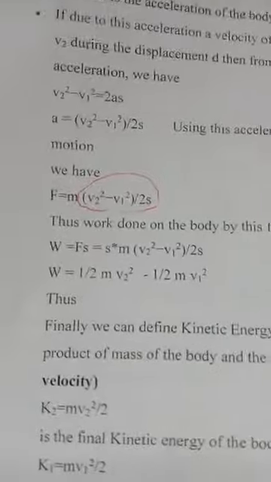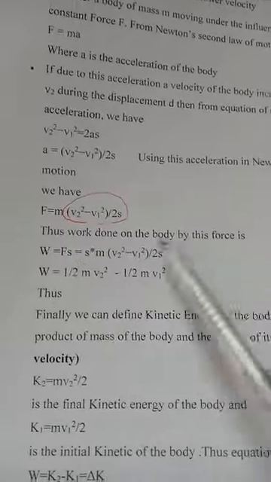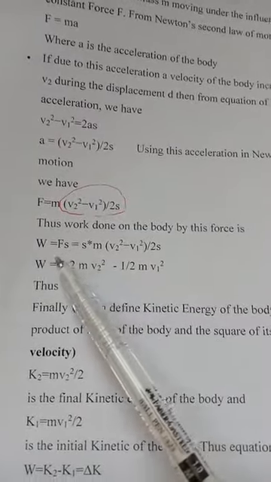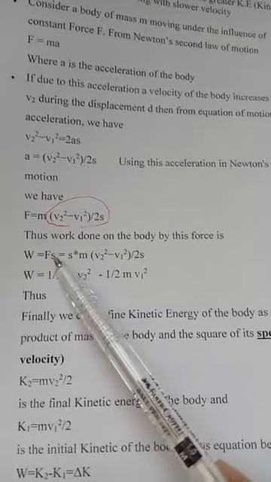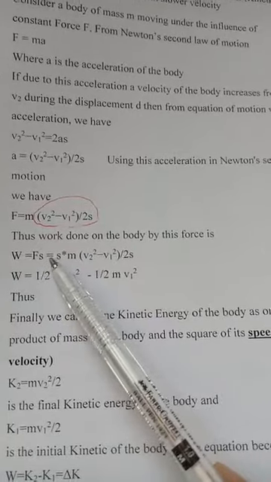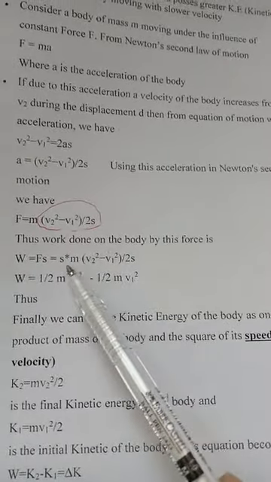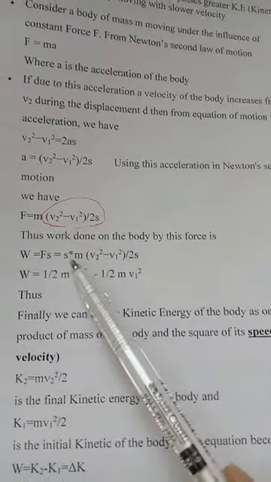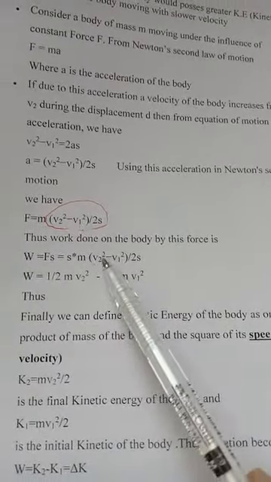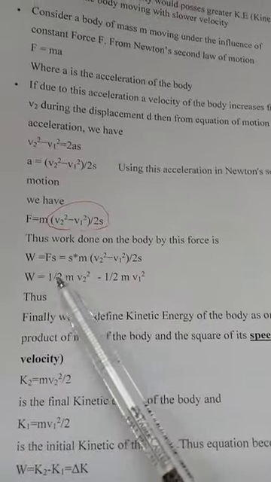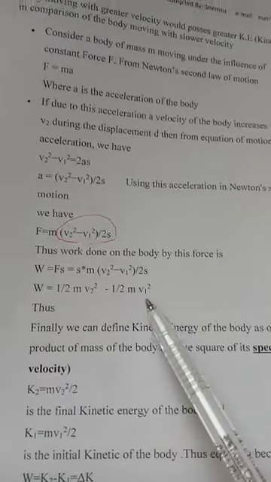Now the work done on the body due to this force is force times distance, the magnitude of the force times the magnitude of the distance. Assume this is in the same direction, so the cosine value here is 1. That is why we said force times distance. Now substitute F from the above formula, mass times (v2 squared minus v1 squared) over 2s. The work becomes half m v2 squared minus half m v1 squared, that is, the final velocity and the initial velocity.